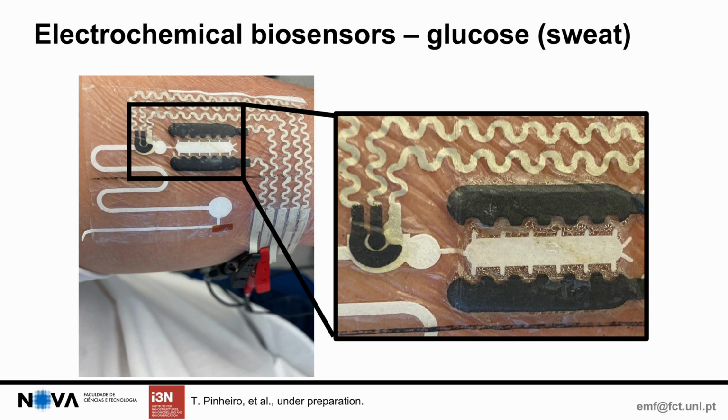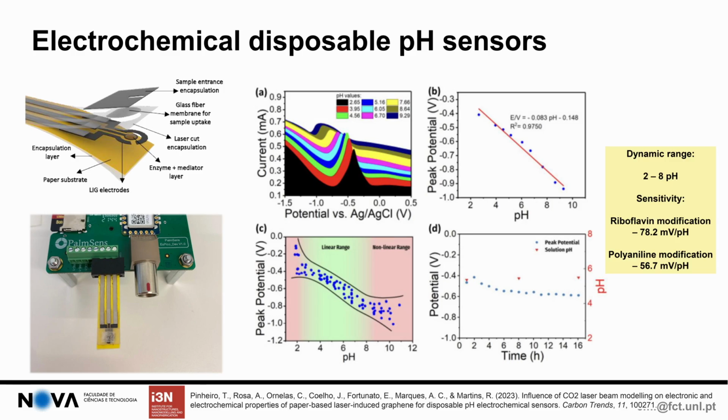And more recently we are also working on some systems where we integrate into one single device an electrochemical sensor with a technique to induce sweat, and we are able to analyze glucose not from the blood but from the sweat. And more electrochemical disposable pH sensors. Also on the right you can see how they work quite well.